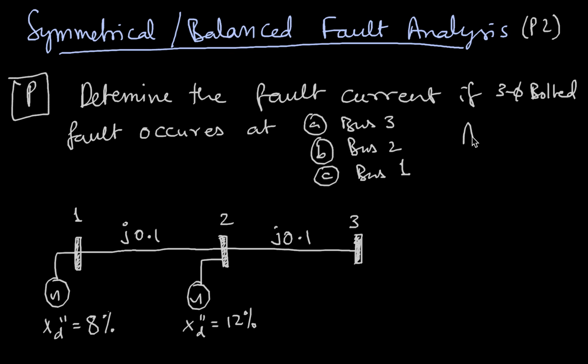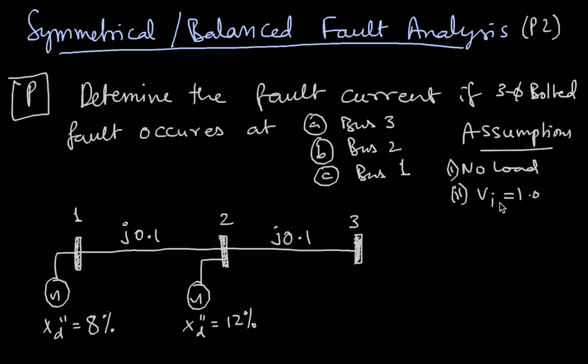So also assumptions. No load at the beginning. We had solved a problem in part one with load and without load, so both cases we have considered. But here I would like to do the no load case because it is simpler to do. And then all voltages are 1 per unit. So Vi equal to 1 where i equal to 1, 2, 3.